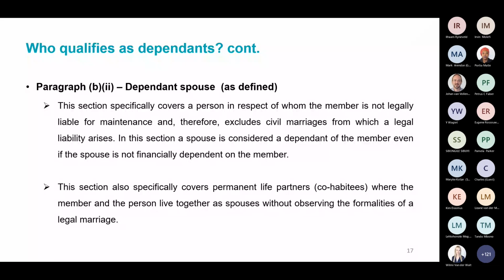Moving now to the paragraph B2, or the spouse as defined. As I said, the section specifically tries to cover a person in respect of whom the member is not legally liable for maintenance and therefore excludes civil marriages from which a legal liability arises. In this section, a spouse is considered a dependent of the member, even if the spouse is not financially dependent on the member. But as I said, this is spouse as defined, because as you may see, there is an overlap between your paragraph A dependents and your paragraph B2 dependents.